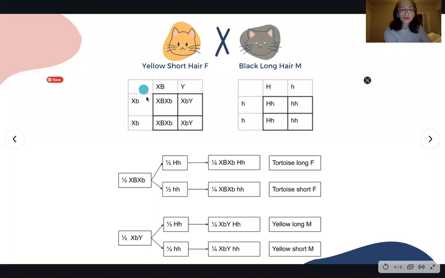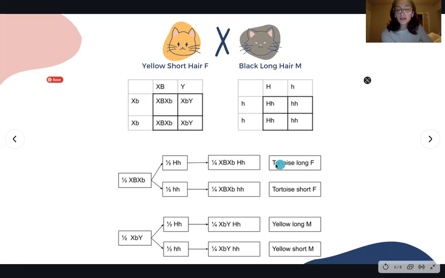All right, so here we can see in the Punnett squares that when we cross for the pigmentation, we have half of this being tortoiseshell females, or half of it being X big B, X little b, and half of it being X little b Y. And then for long hair, we have half of it being heterozygous for long hair and half of it being recessive for short hair.